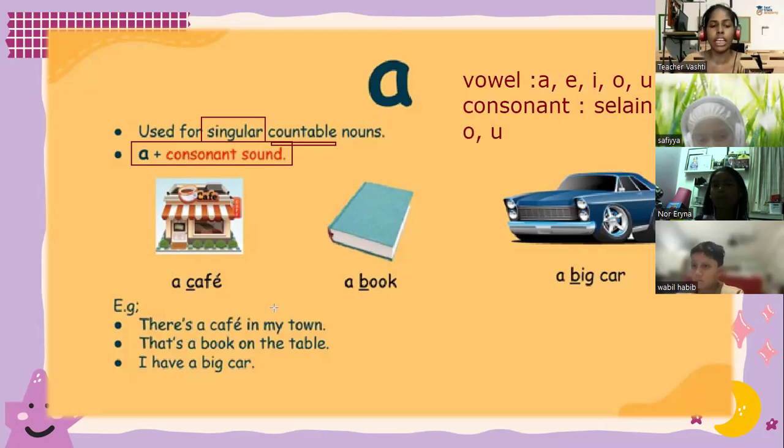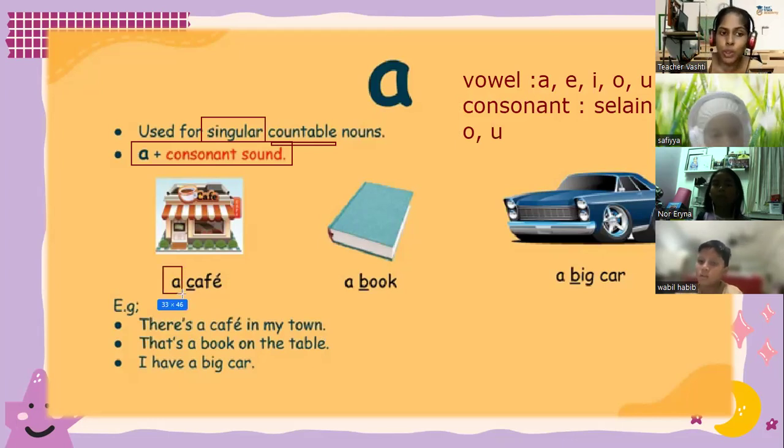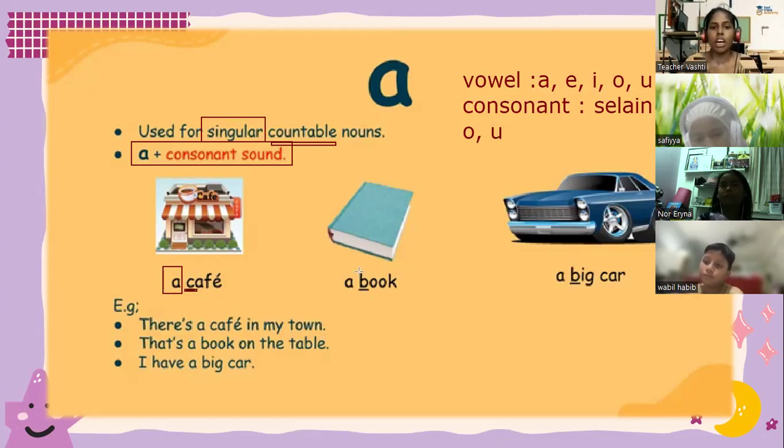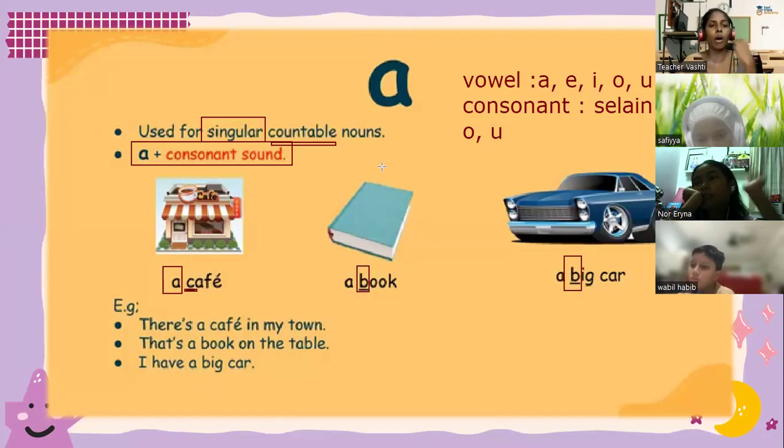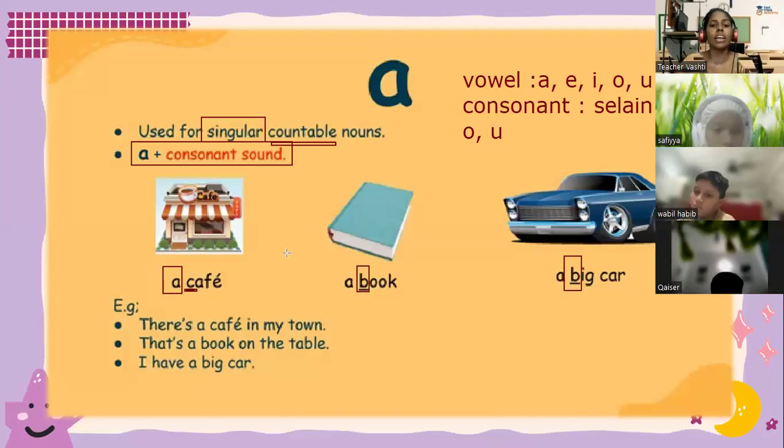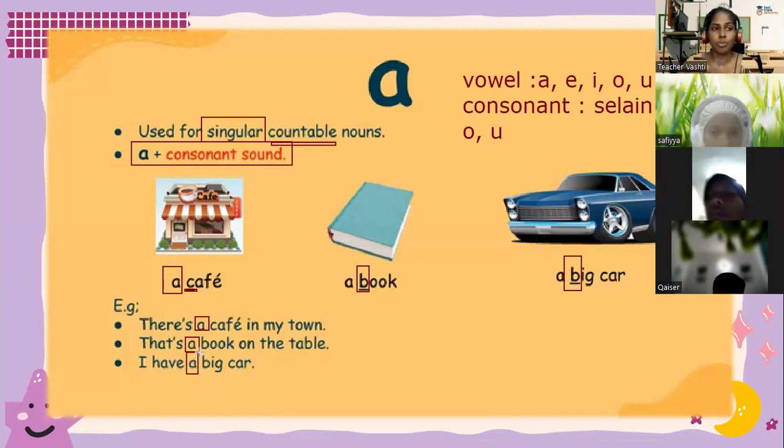There's a cafe in my town. Kenapa cikgu guna a? Why do I use a? Because cafe starts with the letter C, consonant. Kenalah guna a. A book. Book starts with the letter B, consonant B. Kena guna a. A big car. Big B is consonant. So kalau ada satu, only one benda yang boleh dikira. And kalau ada consonant sounds, we have to use a. That's a book on the table. I have a big car. Okay. Any questions? No. No questions.